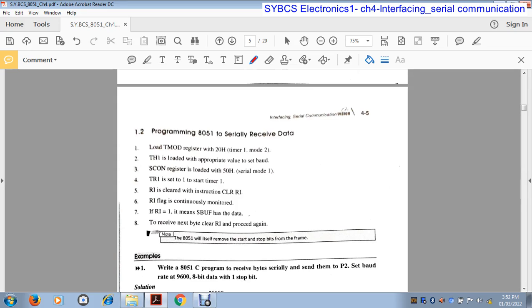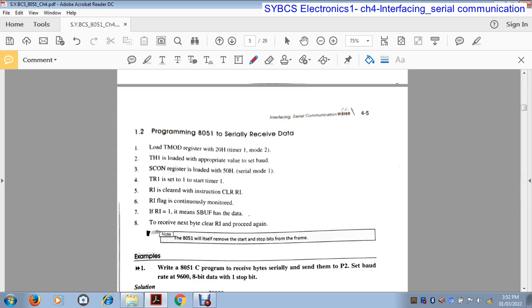Load the TMOD register with 20h value, which indicates that timer 1 and mode 2 is used. TH1 is loaded with an appropriate value to set the baud rate. TH1 is loaded with a particular value which depends on which baud rate we have to use. Then the SCON register is loaded with 50h value. Then TR1 is set, that means start the timer. Then RI is cleared with the instruction clear RI.